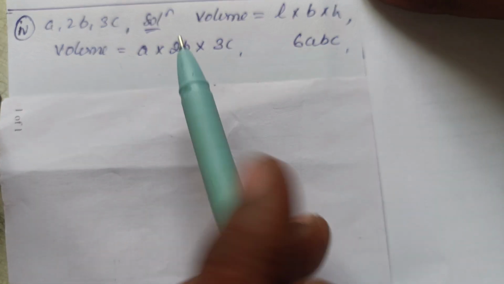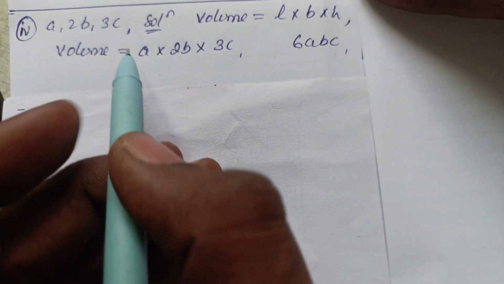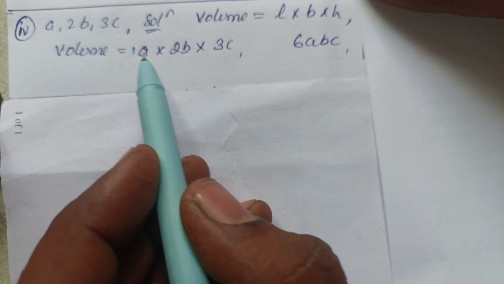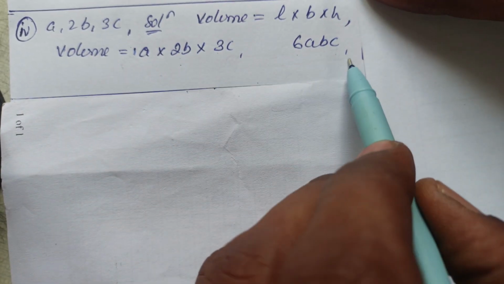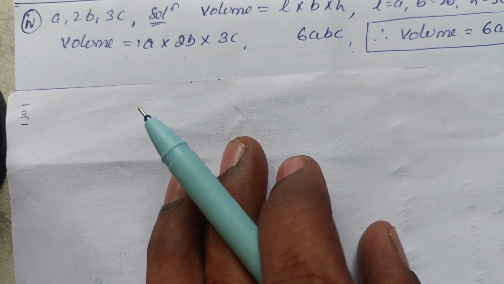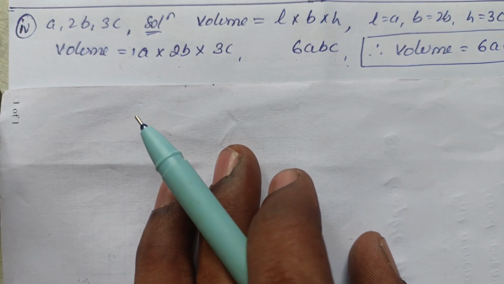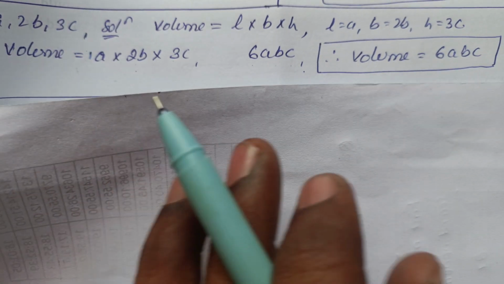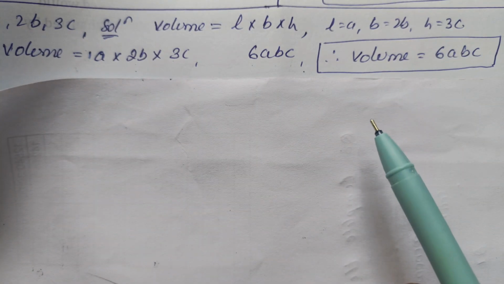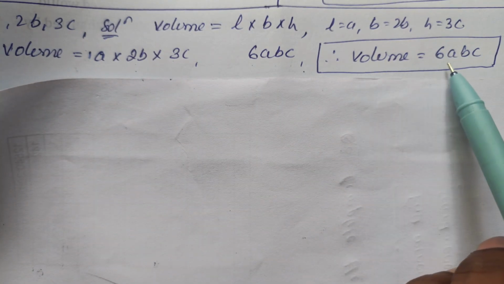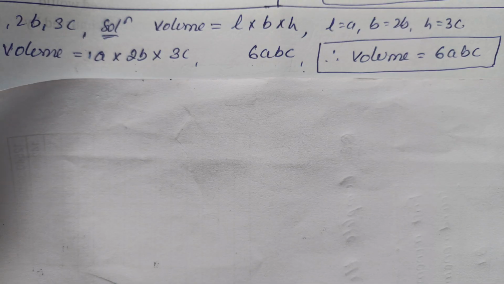So now we can multiply: here we consider 1, 1 into 2 is 2, 2 into 3 is 6. a into b into c is abc. Therefore the volume of the rectangular box is 6abc. That is the final one.